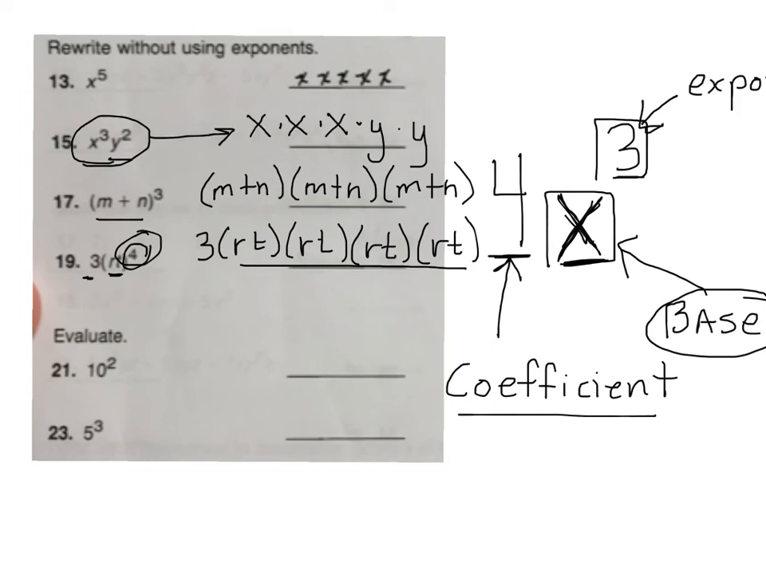Now, 21's instructions are different. 21 does not ask me to write it without exponents because 10 squared without exponents would be 10 times 10, wouldn't it? When they say evaluate, they want me to actually do it, like get an answer, get a number. 10 times 10 is what? 100, so that's it evaluated. 5 cubed means 5 times 5 times 5. So if you type that in your calculator, go ahead and tell me what you get. 125. Very good.